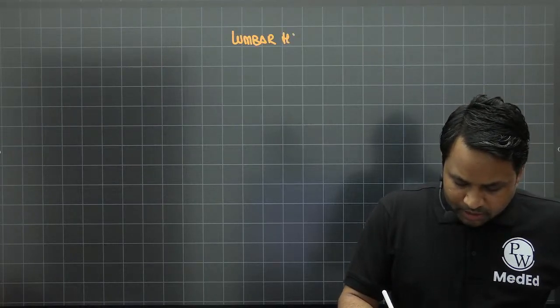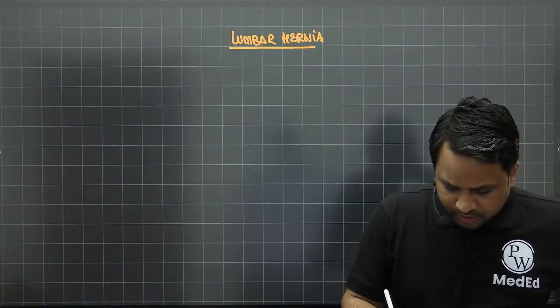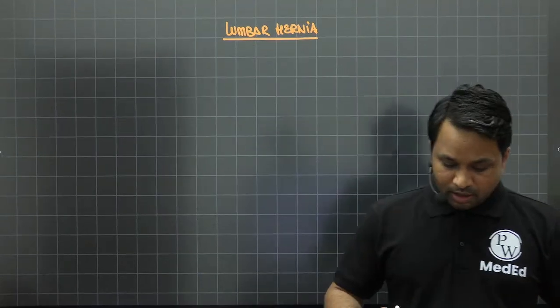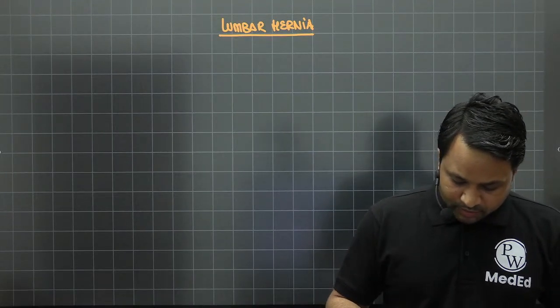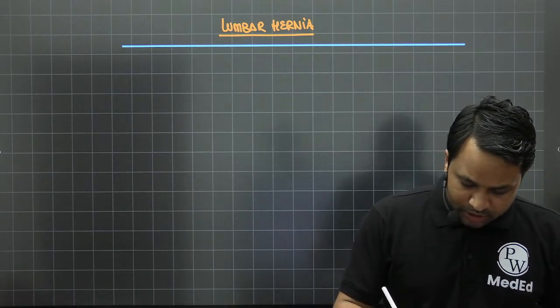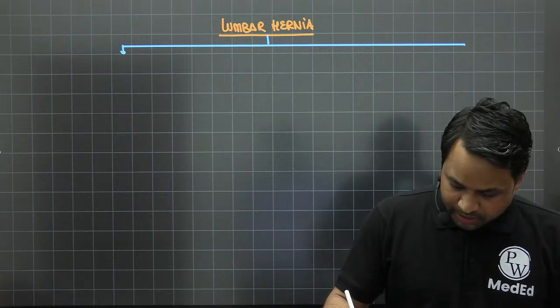Now, lumbar hernias are actually very uncommon hernias. We need to understand that for lumbar hernias, there are two defects which can be present. One, it can arise from a superior lumbar triangle. Another one, it can arise from an inferior lumbar triangle. I want you to understand both the triangles in detail.